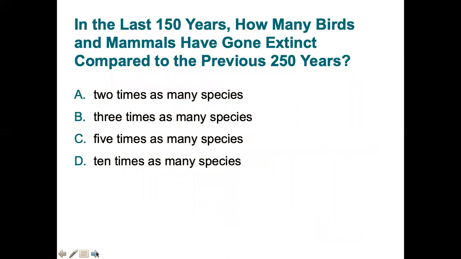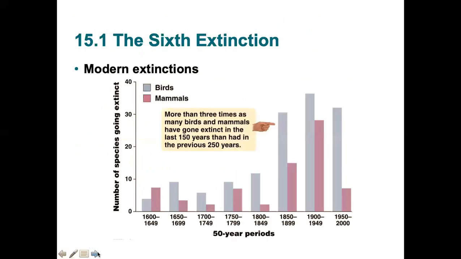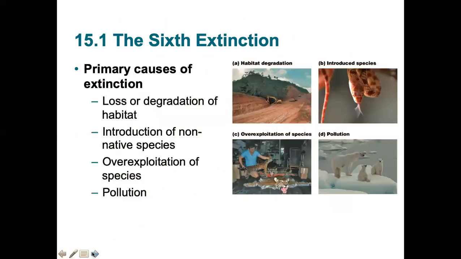So here's just an idea. In the last 150 years, just humans, how many birds and mammals have gone extinct compared to the previous almost twice as long? 3 times as many. 3 times as many in almost half as much time. Yep, we're definitely not being good stewards of our planet. Modern extinction is much greater than history has shown us.